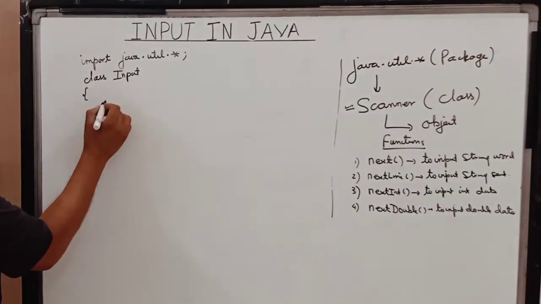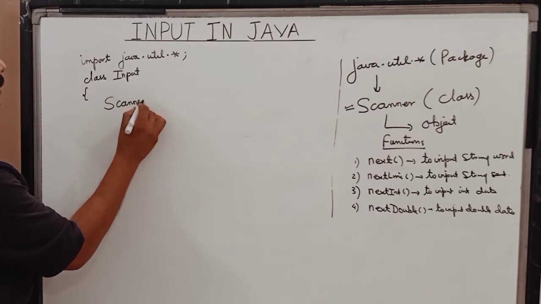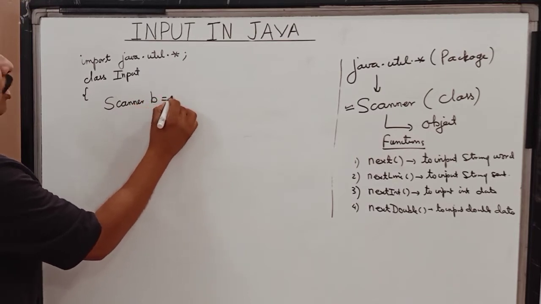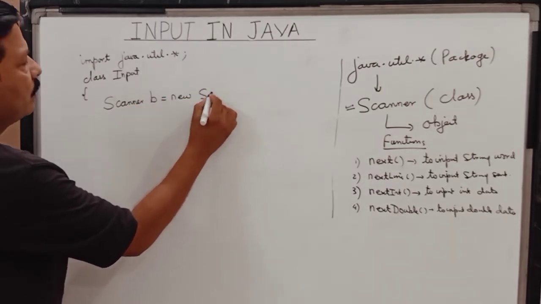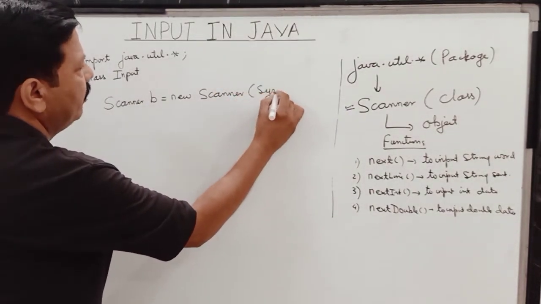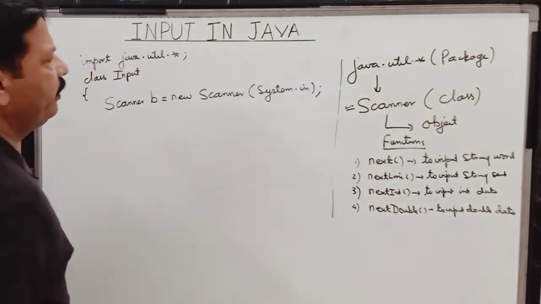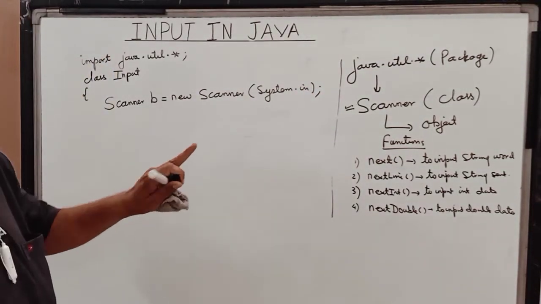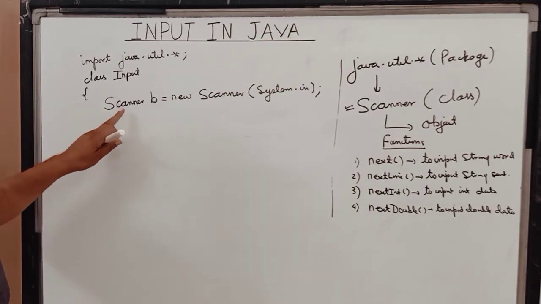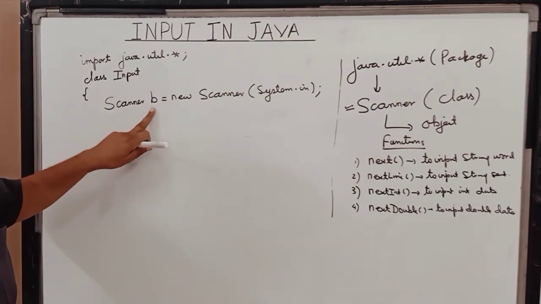So what I am doing to make an object of a class, I am saying Scanner B = new Scanner(System.in). Now, children, this statement you have to memorize. You have to learn. This is the Scanner class I am talking about. This is the object which I have created here as B. You can create any other object. In the book it is written as keyboard.